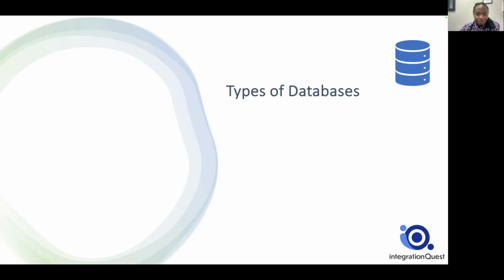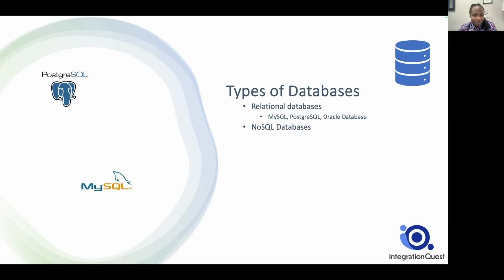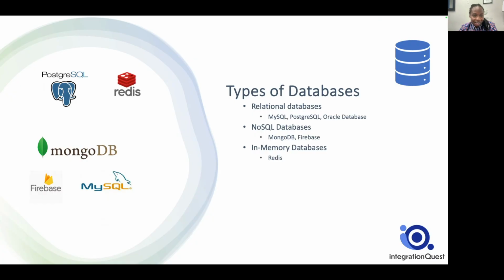And let's go into types of databases. We'll start with relational databases. Examples of relational databases are MySQL, PostgreSQL, and Oracle Database, and we're going to go a little bit more into this later on and see why they're called relational databases. Then we have the NoSQL databases, with examples like Firebase and MongoDB. And we have in-memory databases such as Redis.